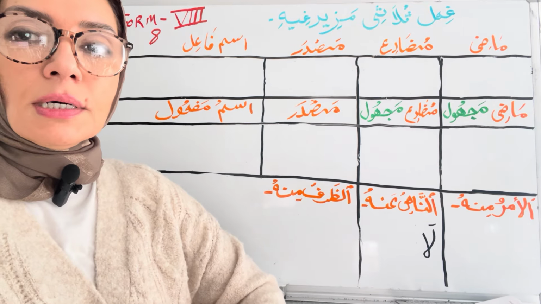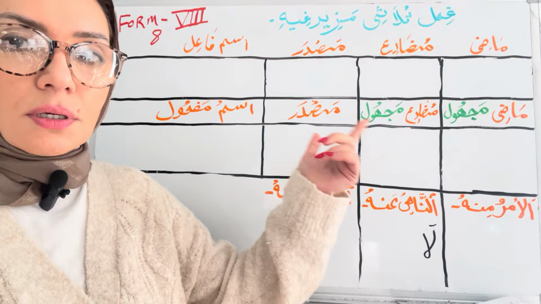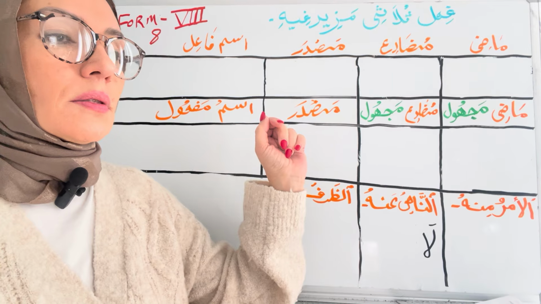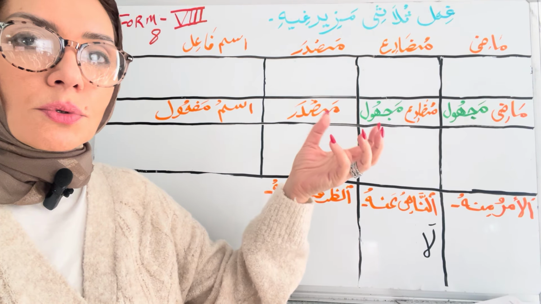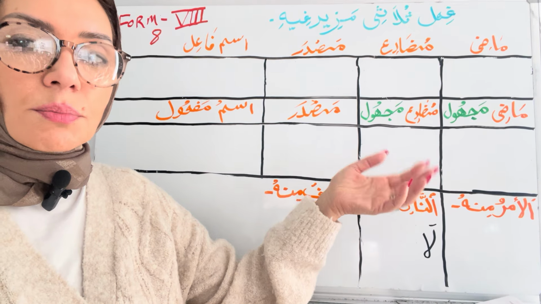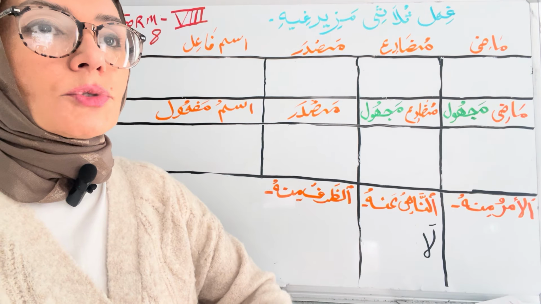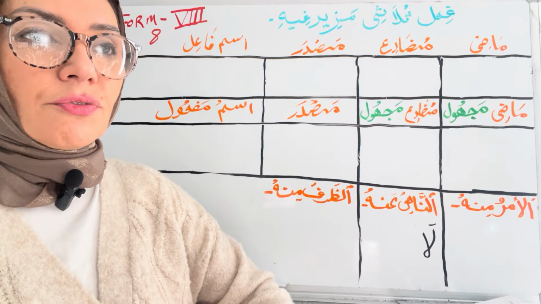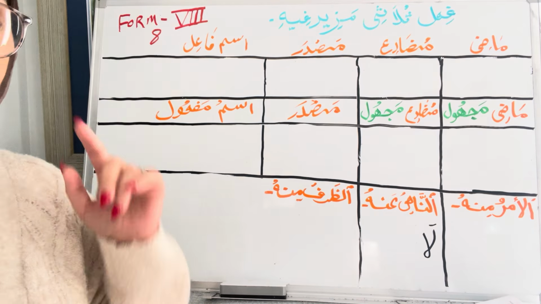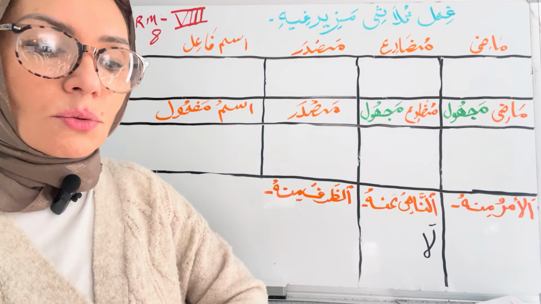Welcome back, everyone. This is going to be our video number 38. We're still finishing the fi'al thulathi mazid fi, meaning that the basic three root letter verbs that other letters are added to it, so it makes it different forms. So far we've talked about form 2, 3, 4, 5, 6, 7, and today we're going to be discussing form 8 as to what extra is added to the basic root letter verb.